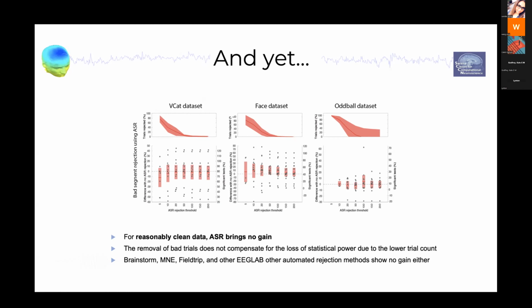So you have 200 epochs, you remove 100. Yes, the epochs will be less noisy, but no, the effect size and significance will not be stronger because now you have 100 epochs instead of 200.